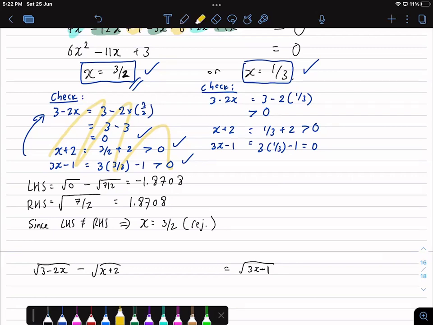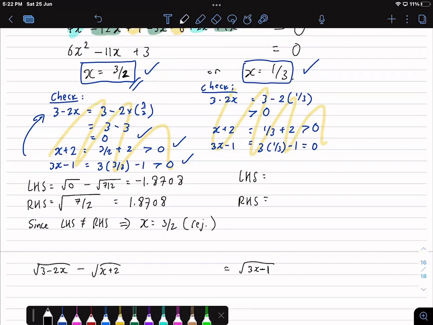Sorry, this one I checked wrongly. I shouldn't be checking just that. Checking underneath the square root is a shortcut. Sometimes it works, but in this case it doesn't, because I was hoping that I will get a negative underneath the square root, then straight away I can reject. But here, what they want us to do is to check LHS and RHS.